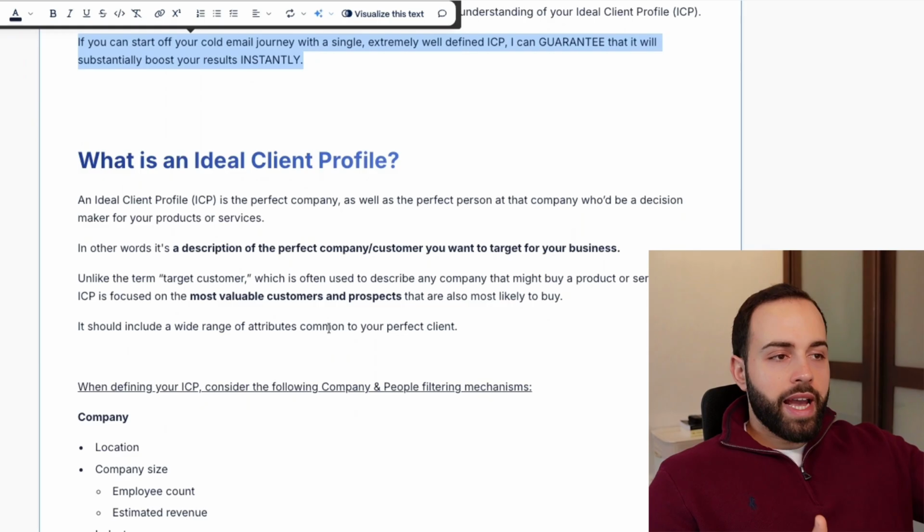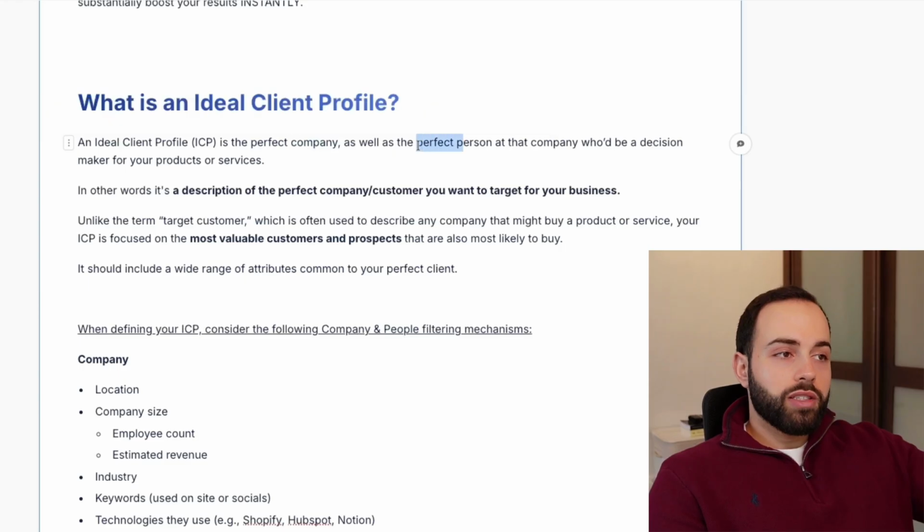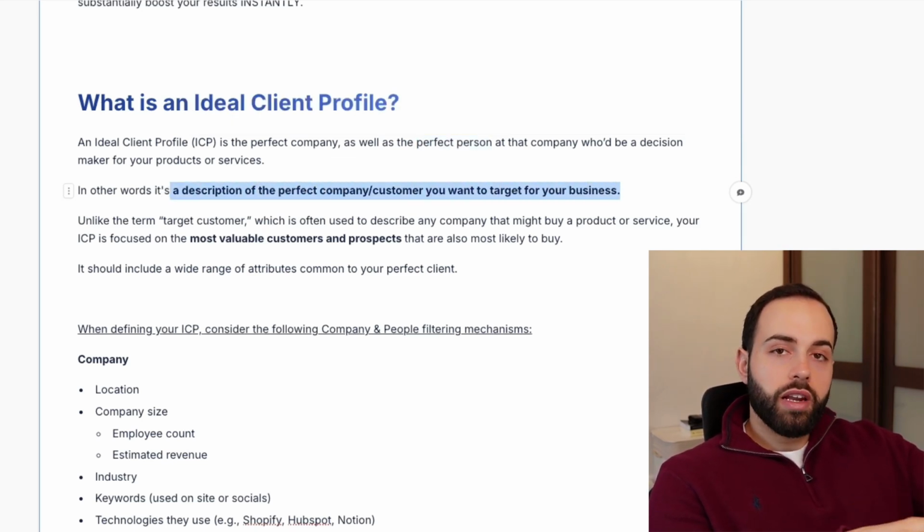Now, what is an ideal client profile? An ideal client profile, in other words, an ICP, is the perfect company as well as the perfect person at that company who would be the decision maker for your products or your services. In other words, it's a description of the perfect company or customer that you want to target for your business.